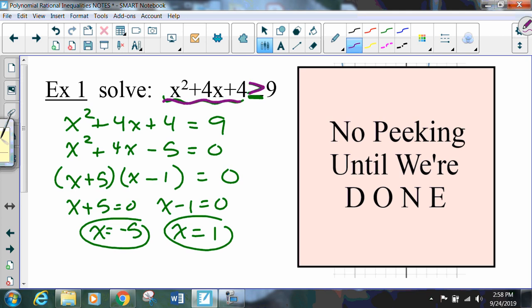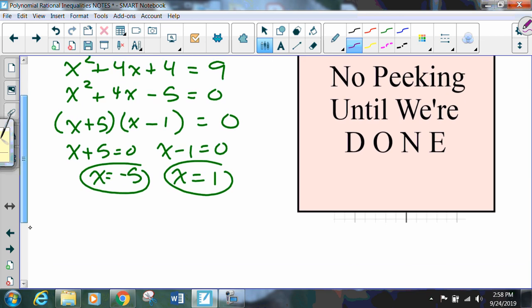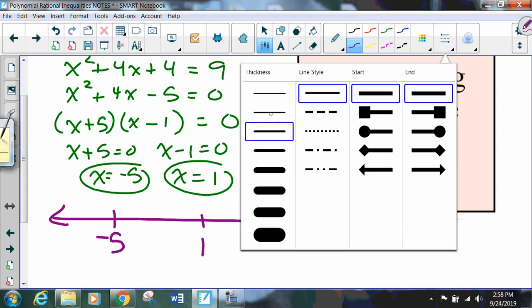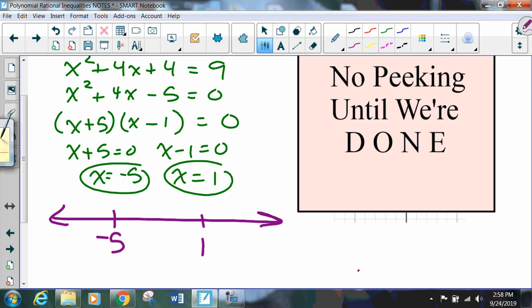Believe it or not, we're going to use a number line to help us. We're going to quickly sketch a number line. We put -5 there and 1 there, and we remind ourselves that those are part of our solution. If we plugged -5 in, we'd see that it equals 9, and if we plugged 1 in, that would also equal 9. So we include those by filling in circles.